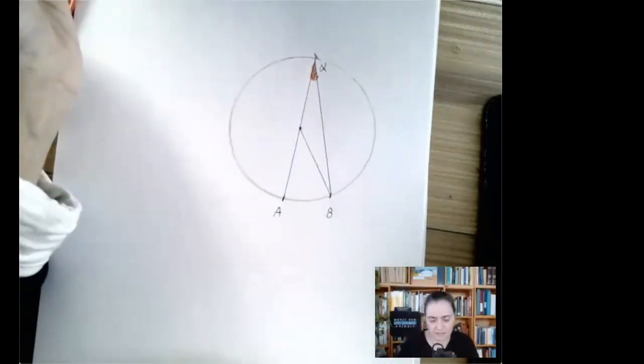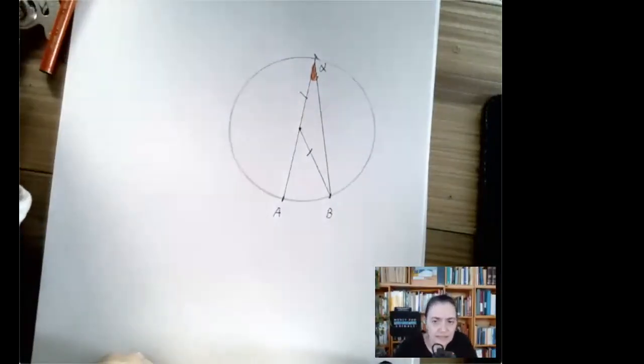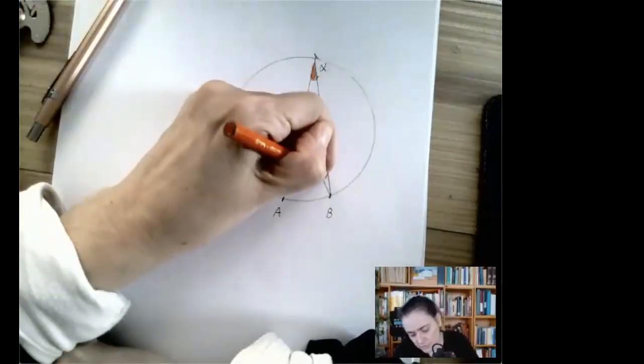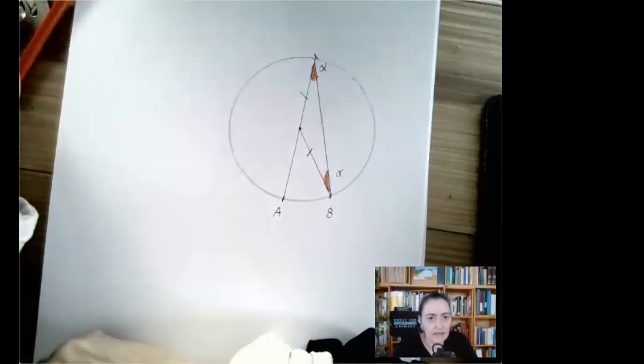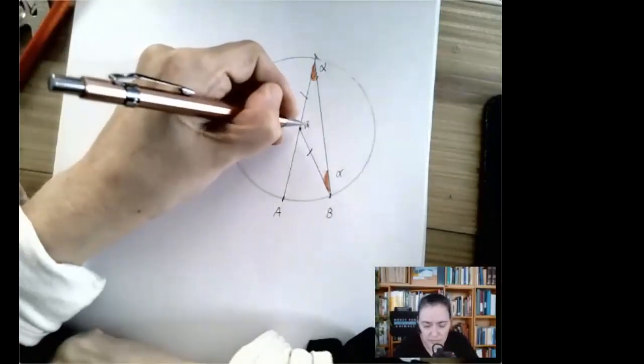If this angle is alpha, well, these two line segments are equally long because they are radii in the same circle. And therefore, the angles opposite those sides are also equal. So this one is alpha as well. And okay, then this has to be 180 minus 2 alpha.